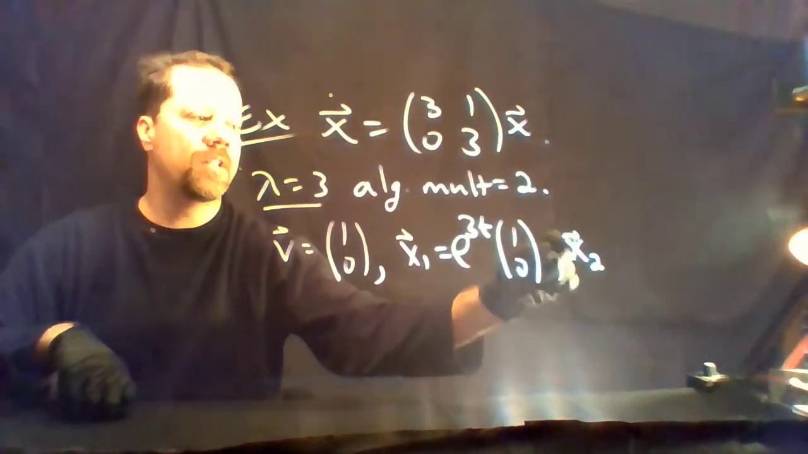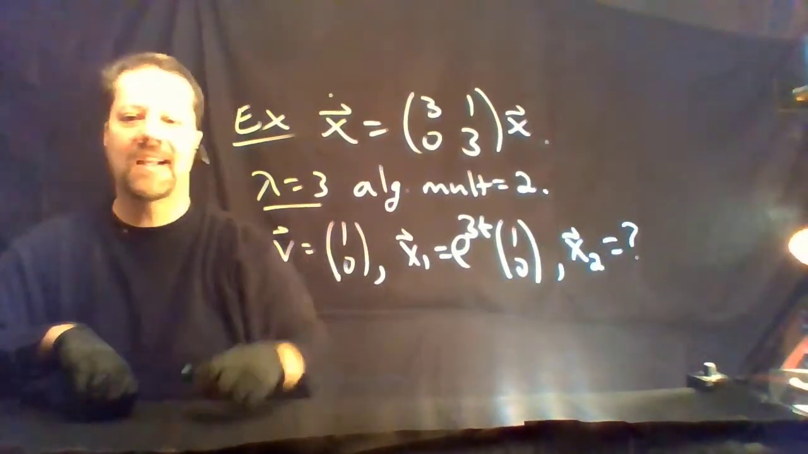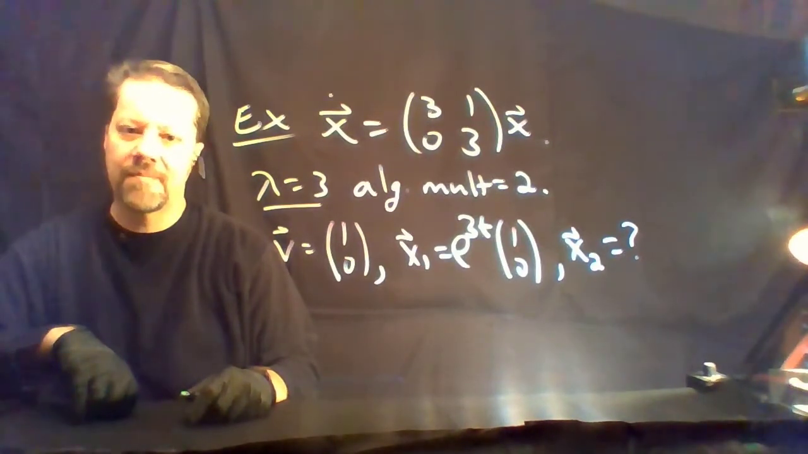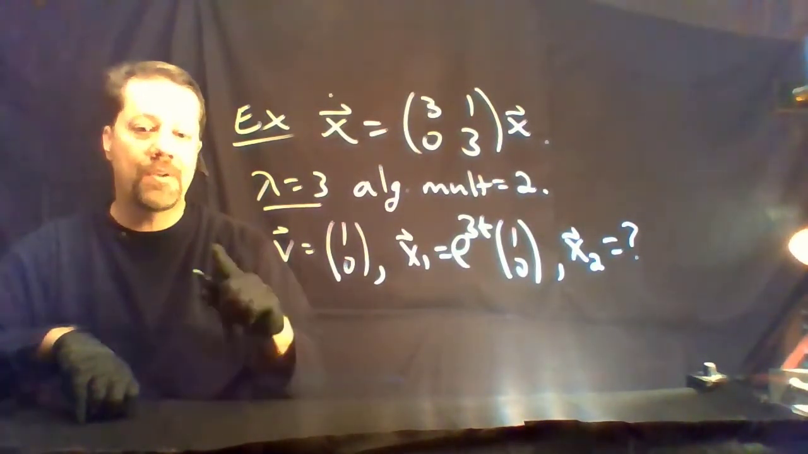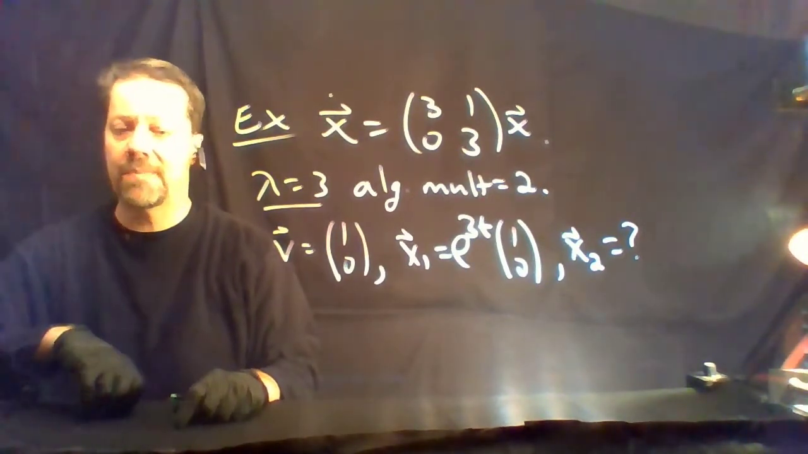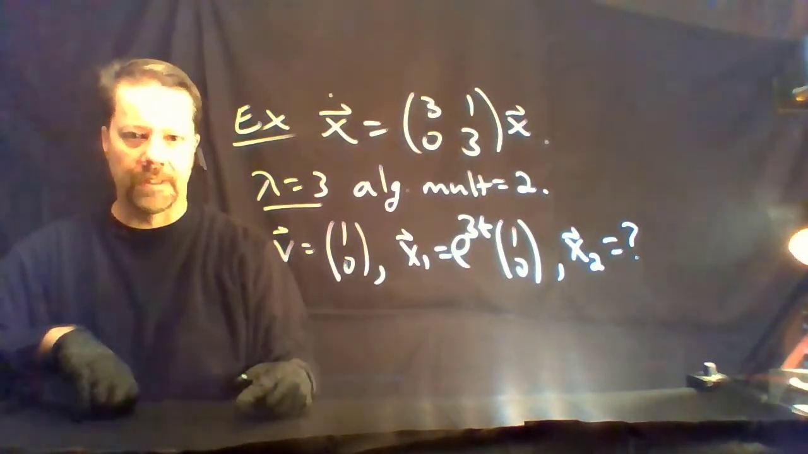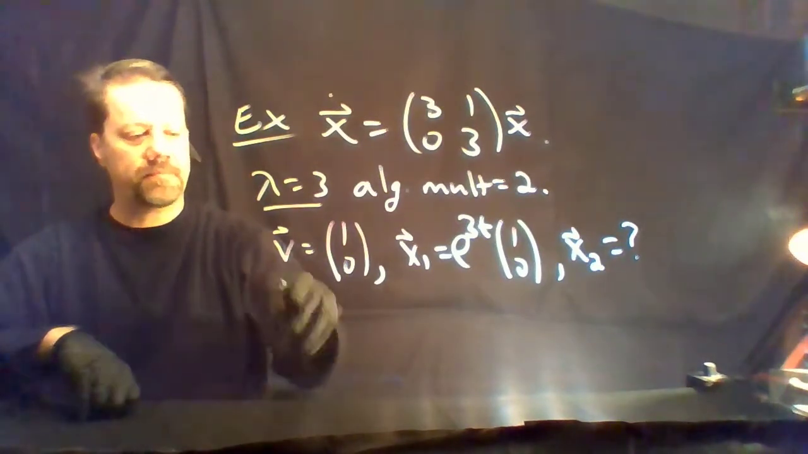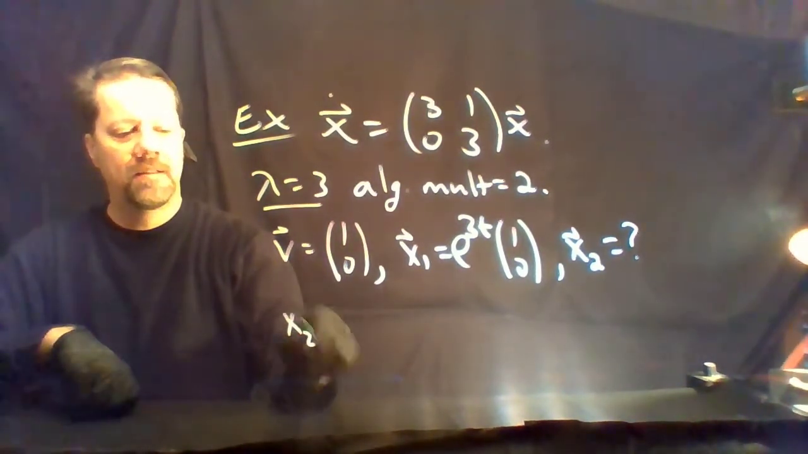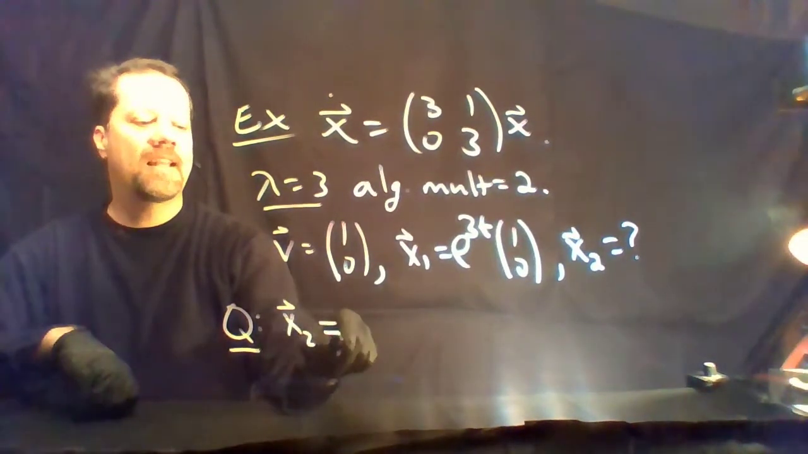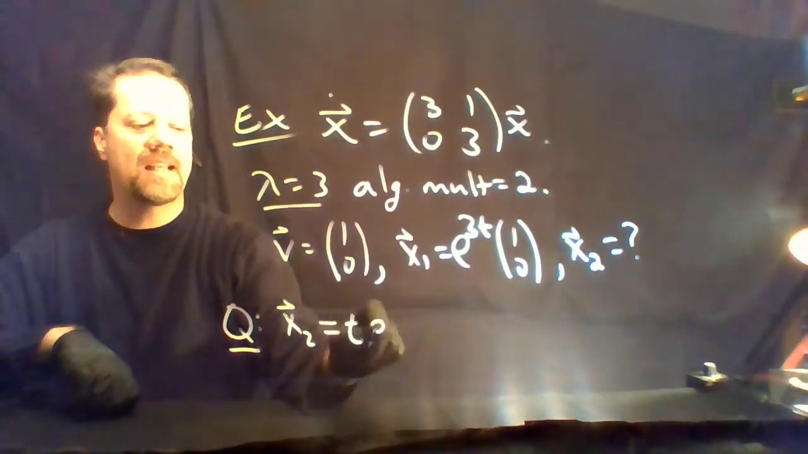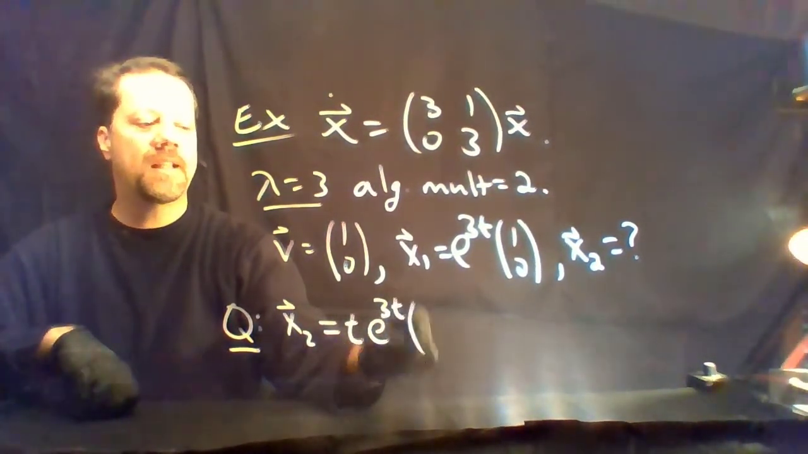The question is, how do you construct a second linearly independent solution? It's not so clear exactly what to do, but you might have an idea based on your experience with the nth order linear case. You might be tempted to ask, can x2 be expressed as t e to the 3t times (1, 0)?